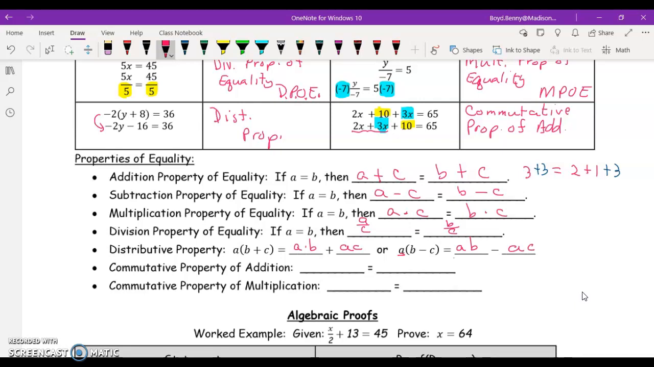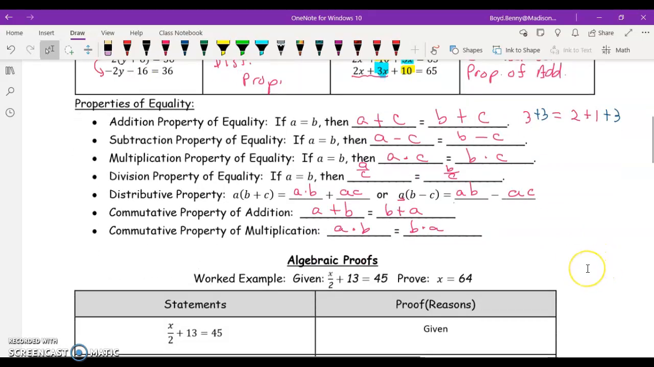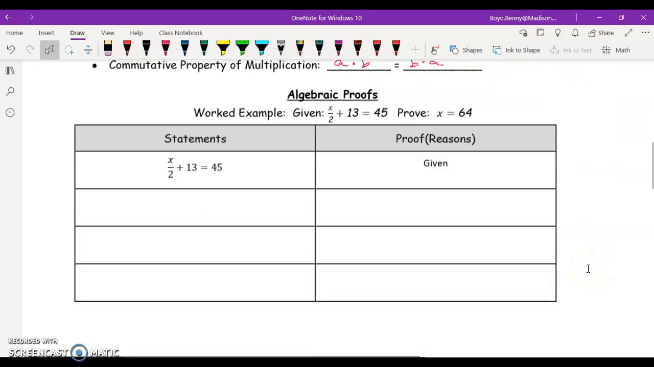Commutative property says if I have A plus B, then I can change the order of that addition problem, or if it's a multiplication problem, I can change the order of the multiplication problem. There is no such thing as a commutative property of division or subtraction, because if you change the order of a division or subtraction problem, the answer is not the same.